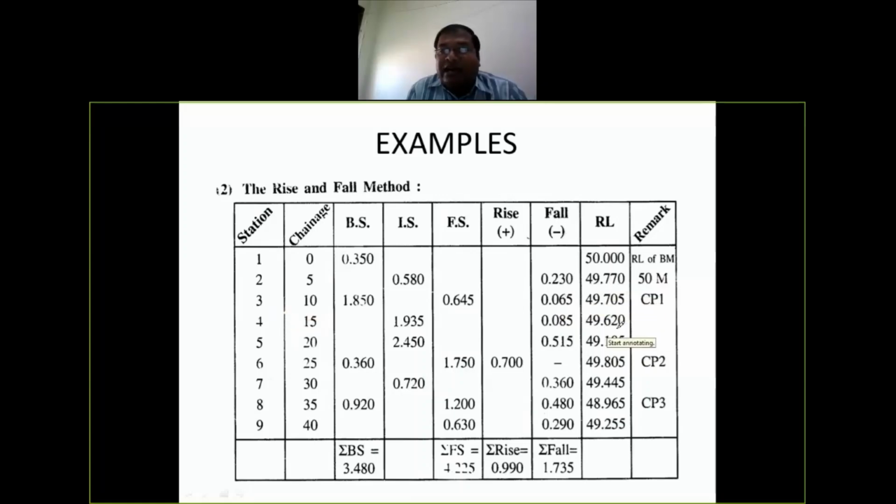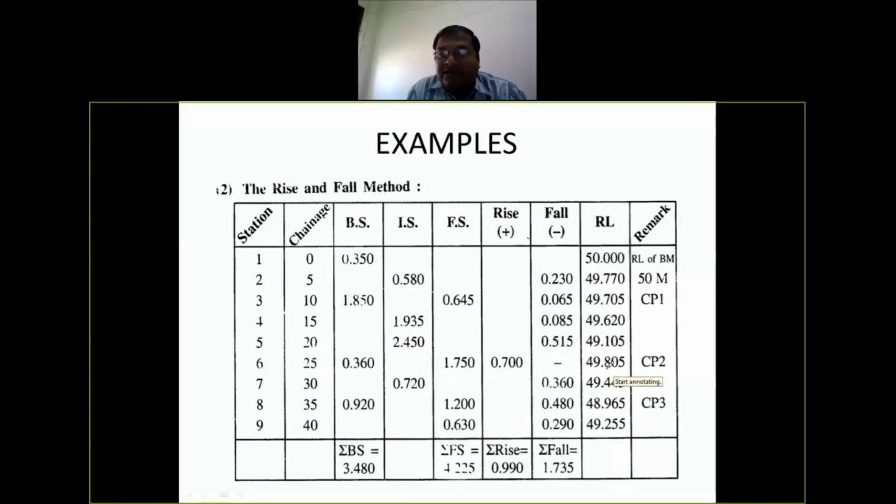Same way if you want to find the RL of this particular point 4, you have to deduct 0.085 from 49.705, you will get 49.620. Same way if you want to find the RL of this particular point 5, you have to deduct 0.515 from 49.620, you will get 49.105.